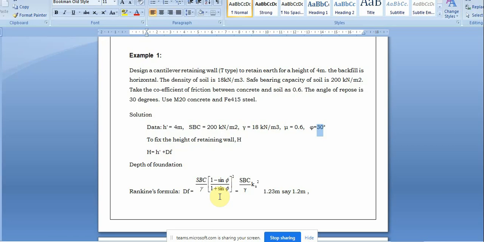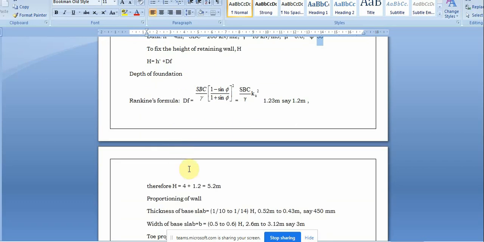SBC 200 into 0.33 whole square divided by 18. We get the depth of foundation as 1.23 meters below ground level. So we are taking 1.2 as the depth of foundation. So the total depth of retaining wall becomes H dash plus Df. That is, H dash is 4 meters, Df is 1.2 meters. So total depth of retaining wall is 5.2 meters.